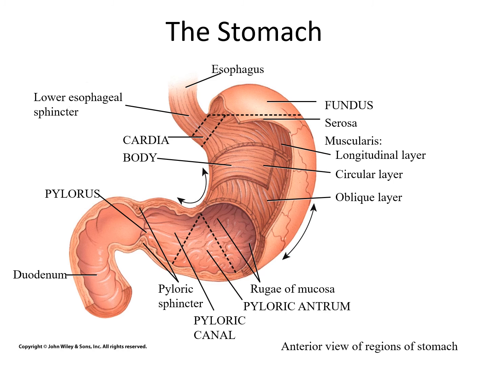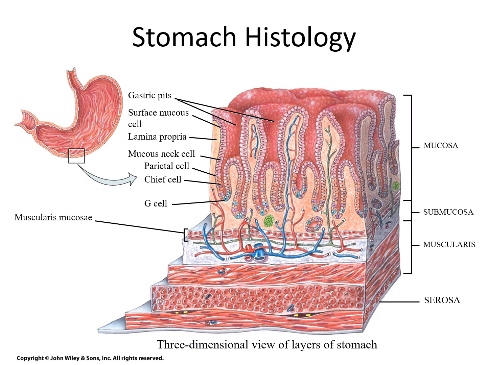Also notice on the inside of the stomach we have these folds called rugae. The folds increase surface area, which does aid with digestion a bit, but also the folds allow the stomach to expand. So if you eat a very large meal, those wrinkles will kind of stretch out and allow your stomach to accommodate that volume. Let's have a look at the histology of the stomach.